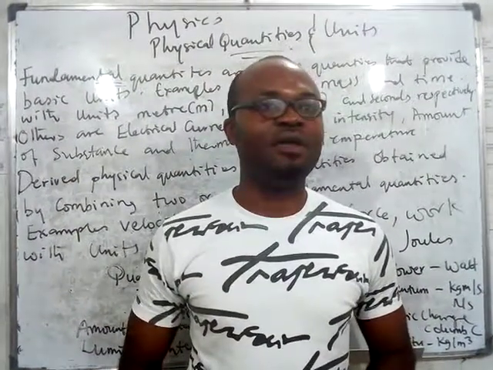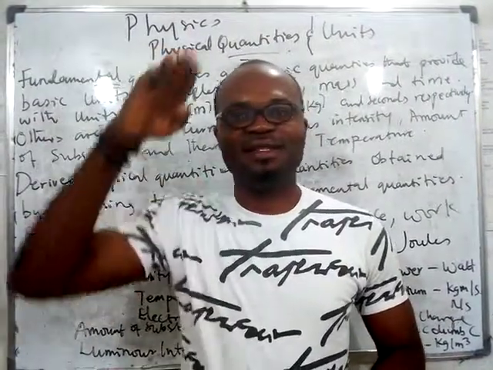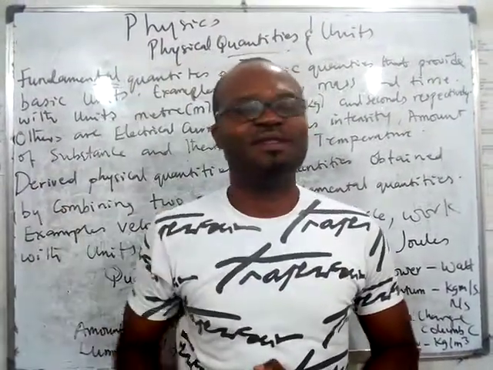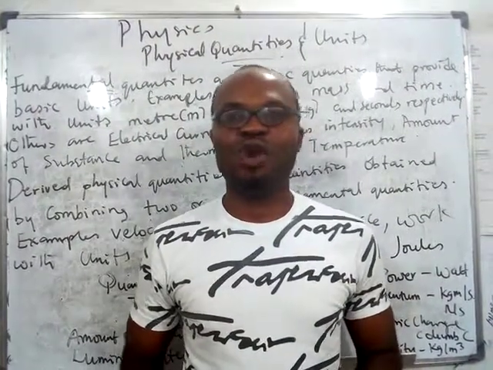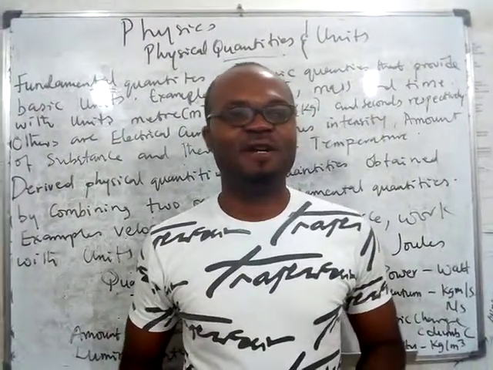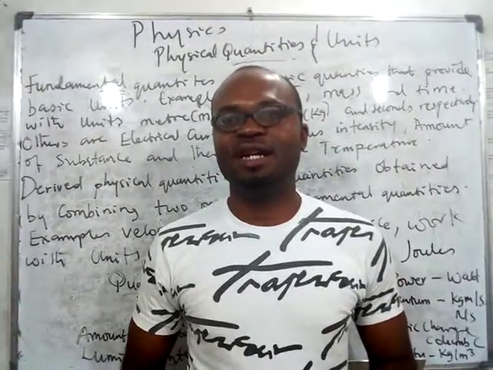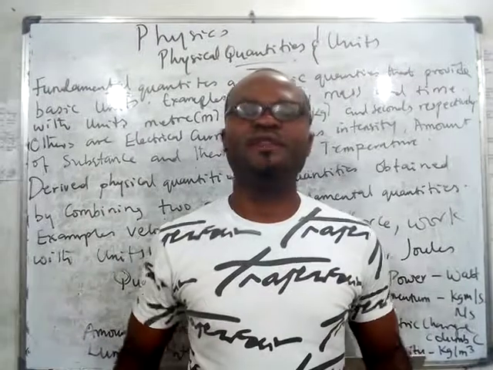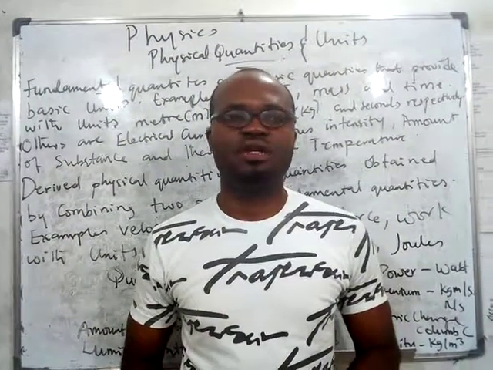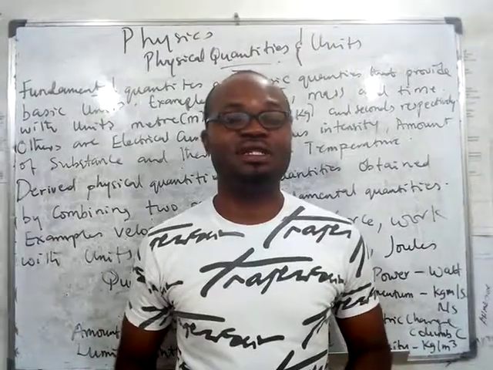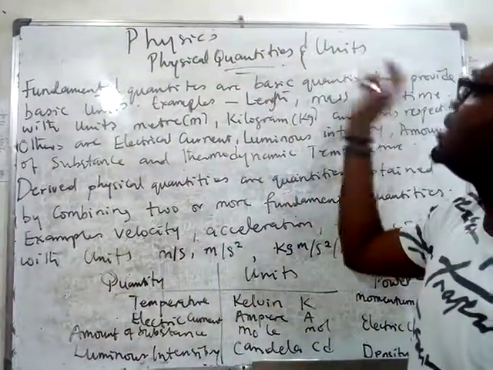Examples are velocity, which is distance over time, that is length over time, meter per second. You also have acceleration, you have work, and other derived quantities. Is that clear? Are we together on this? There are other fundamental quantities like temperature in Kelvin and other things. And there are other derived quantities like coulomb. Is that clear?